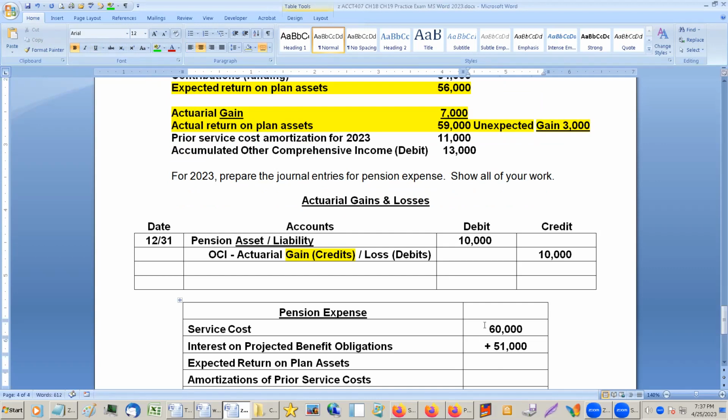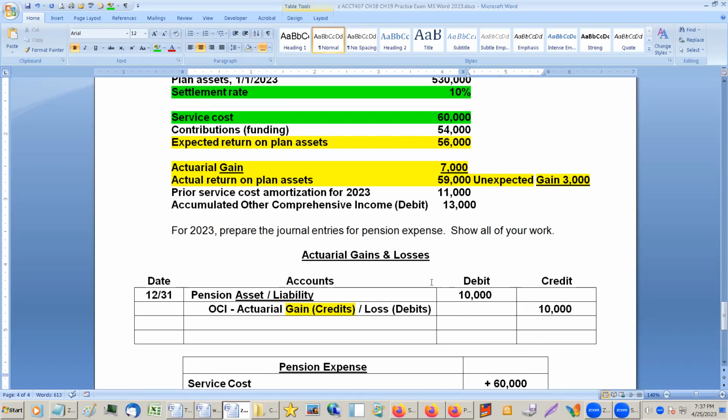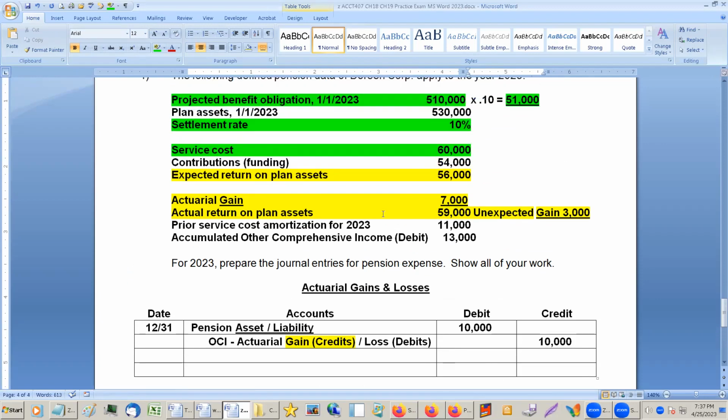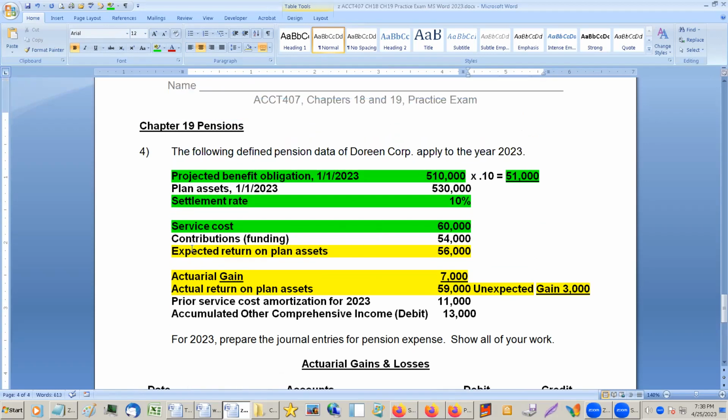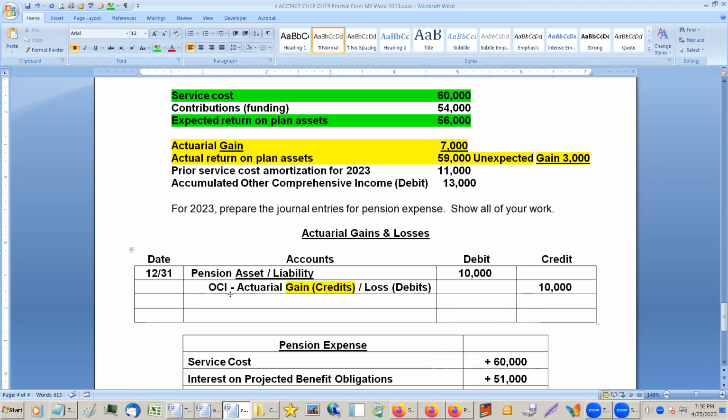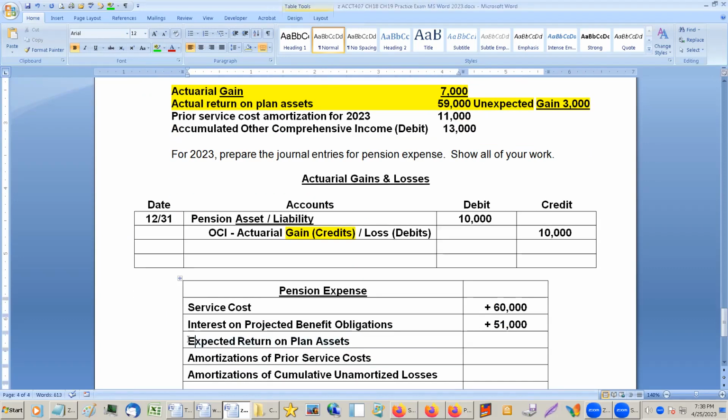Okay, so service cost increased our expense by 60,000. Interest on projected benefit obligation increased it by 51,000. Our expected return on plan assets, I'm gonna change this to green now. 56,000, and again, the weird thing is, it's the expected return.